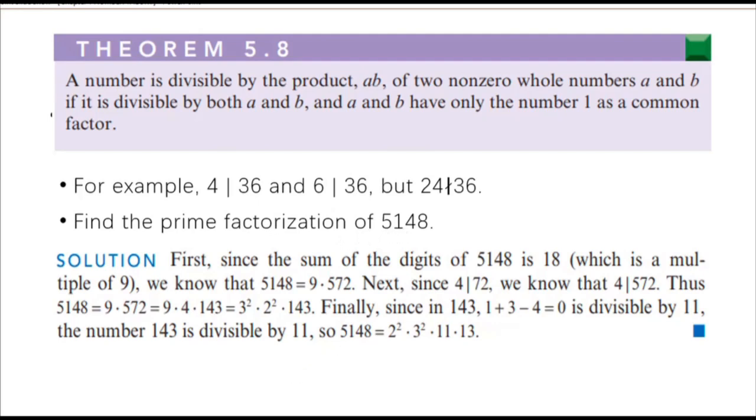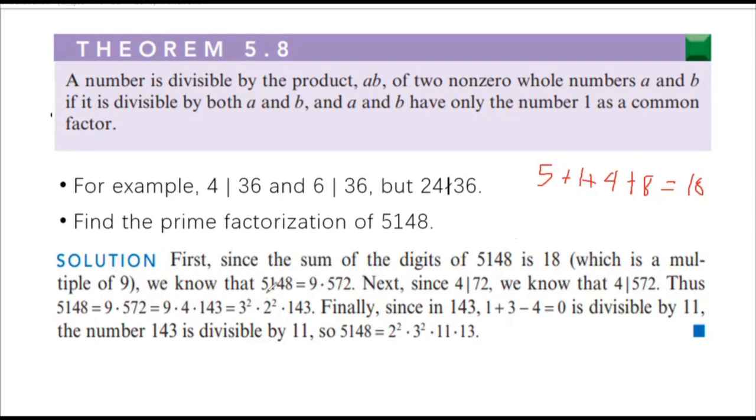5,148. Since the sum of the digits of 5,148 is 18, di ba? Pag kinuha natin yung sum nun, sinabing sum of the digits, 5 plus 1 plus 4, so 10 na yun, plus 8, and that is 18. And 18 is divisible by 9. So therefore, yung 5,148 is divisible by 9.